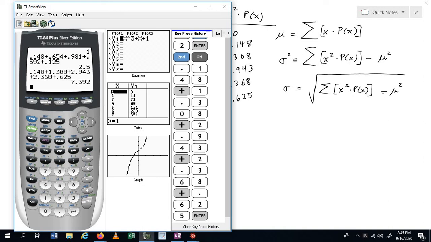And now we have to subtract off the mean squared. And remember, the mean was 2.5. Now, one thing you can do here to make your life easier is you don't have to type this number back in. You can use the answer button, which is this blue button here, and it just takes the previous answer. So I'm going to do that. You have to use the second button to do this. And you can see this is going to take the previous answer, and now I'm going to subtract off from that number 2.5 squared, and your square button is right here.